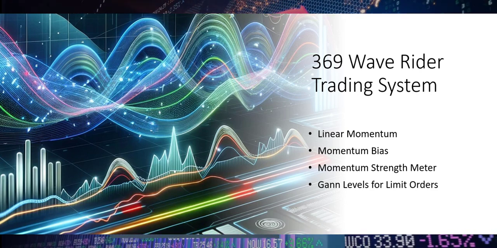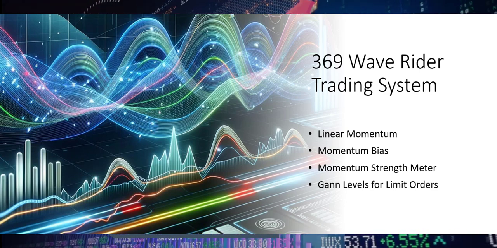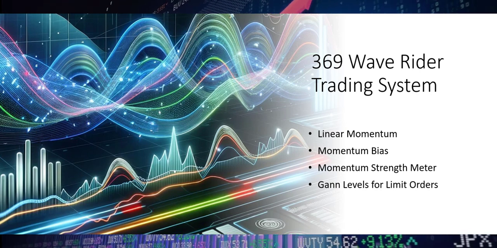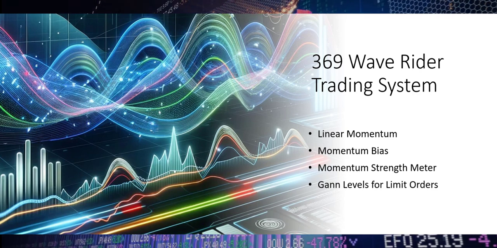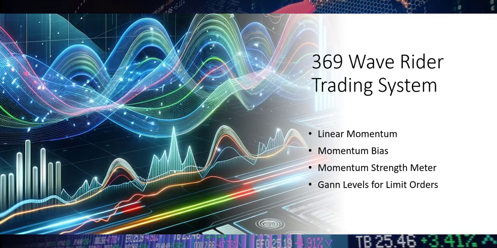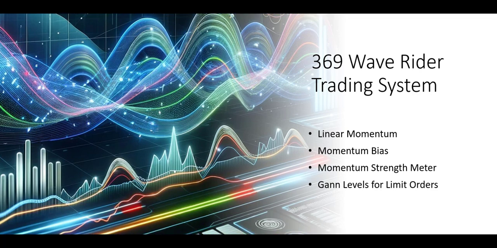Hello and welcome to this 369 Wave Rider Trading System methodology. It has several components: linear momentum, momentum bias, momentum strength meter, and GAN levels for entering, exiting, and stop loss as you make up your decision.